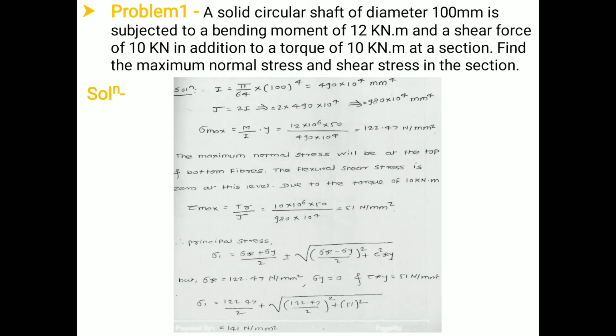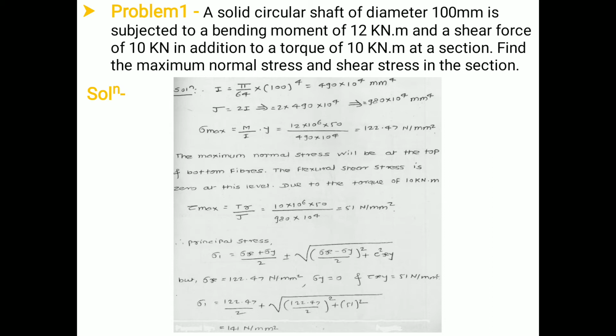So the problem statement is as follows: a solid circular shaft of diameter 100 mm is subjected to a bending moment of 12 kN meter and a shear force of 10 kN in addition to a torque of 10 kN meter at a section. Find the maximum normal stress and the shear stress in the section. As per the given data, a solid circular shaft is subjected to both bending moment of 12 kN meter and a shear force of 10 kilonewton along with the torque of 10 kilonewton meter. So it is a case of equivalent torque.